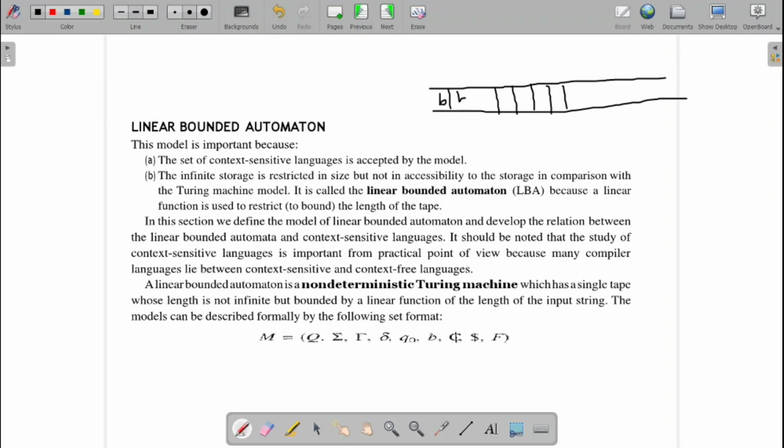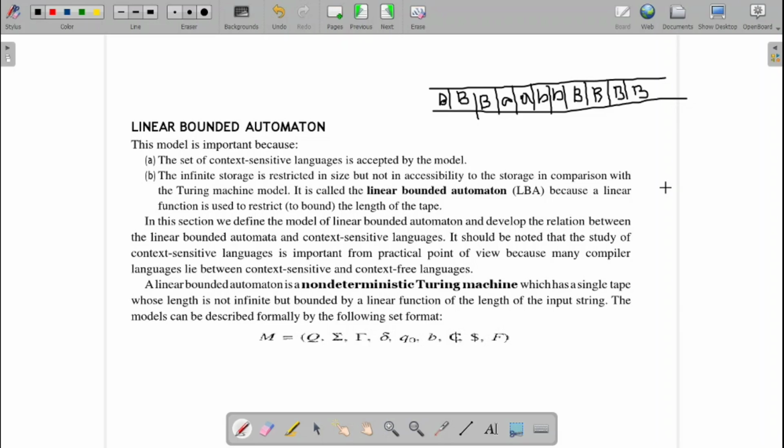That is, if I take up the example as A, B, B, then the rest of the regions on either end we thought of as blank, and the tape we thought of as being of infinite length. This is the assumption for the standard Turing machines.